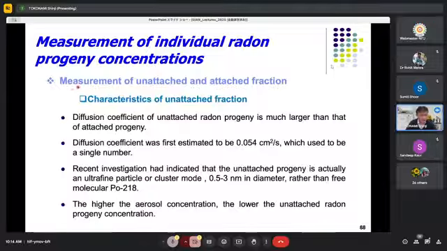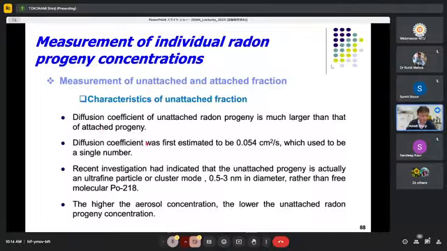I'd like to explain the measurement of unattached and attached fraction. First of all, I'd like to show you the characteristics of an unattached fraction. Diffusion coefficient of an unattached radon progeny is much larger than that of attached progeny.